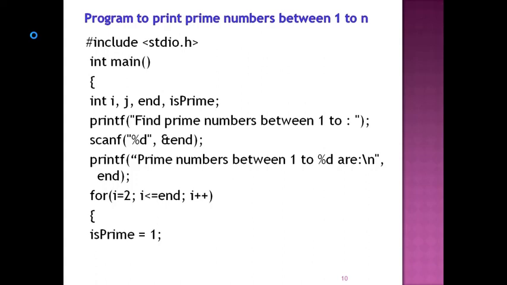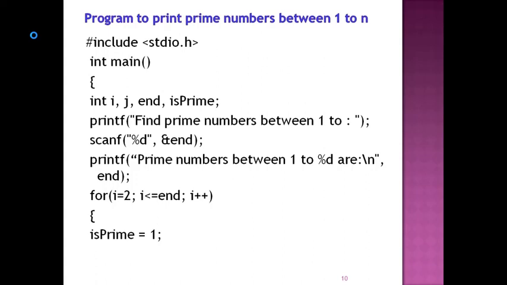Now in this program, we are going to print the prime numbers from 1 to n. Between 1 to n, we are going to print all the prime numbers. The logic, you know how to find a prime number. A prime number is a number divisible only by 1 and itself.